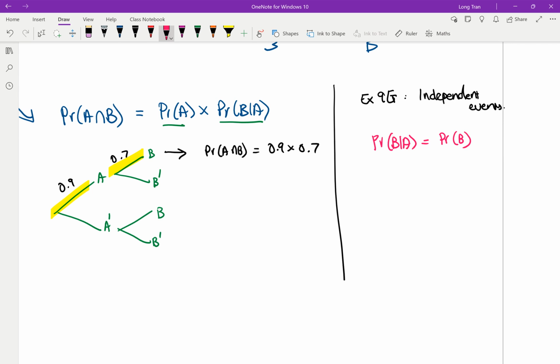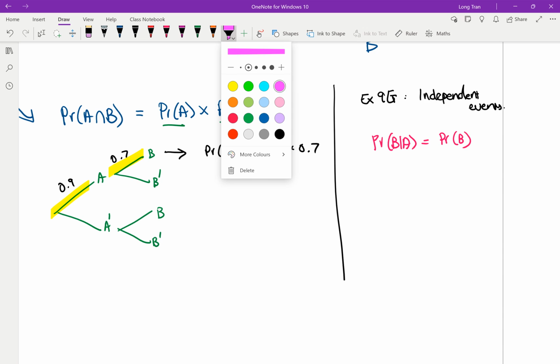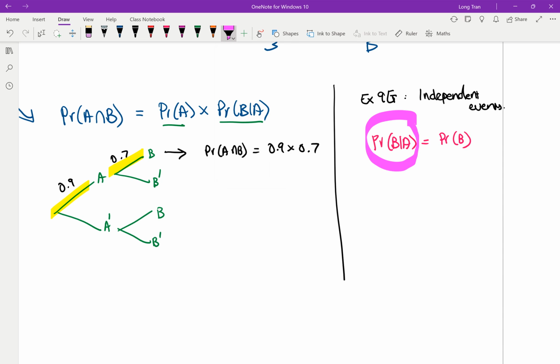Have a think about the tree diagram. What am I really trying to say? If I say that the given probability is the same thing as just finding the probability of B, A is independent from B. And what does that mean? So logically, I'm going to draw the tree diagram again.